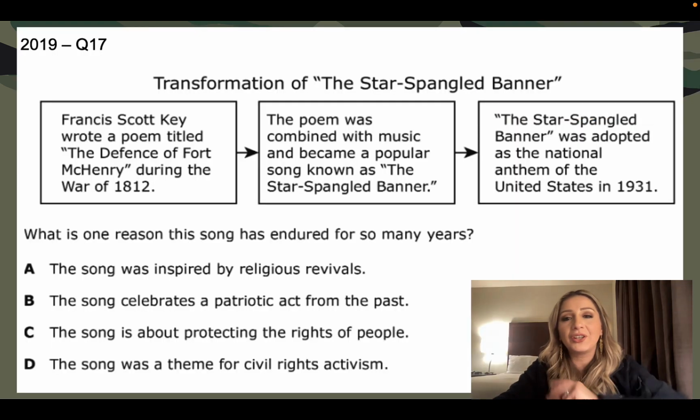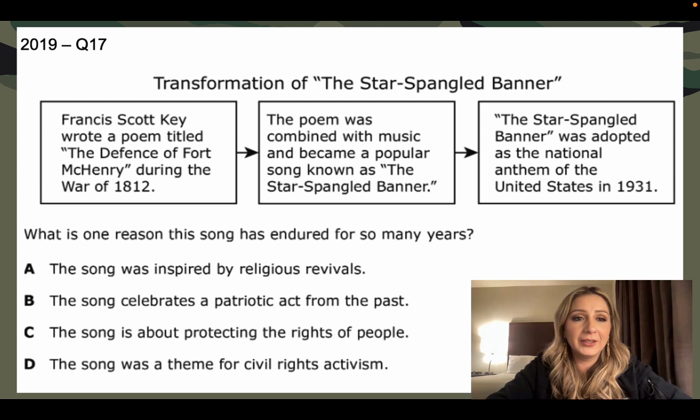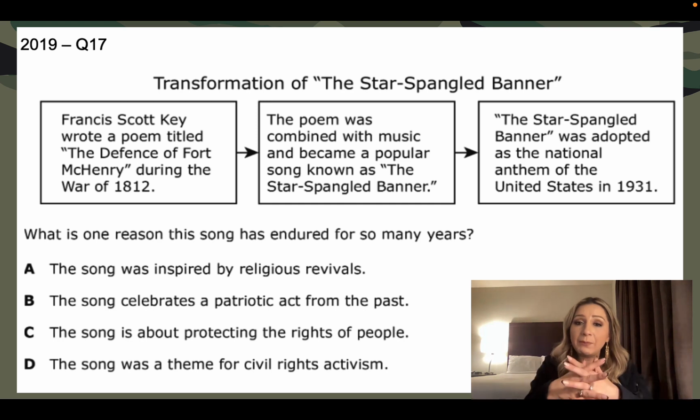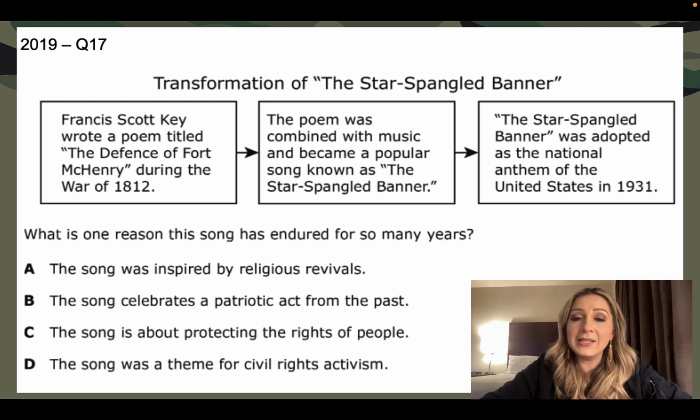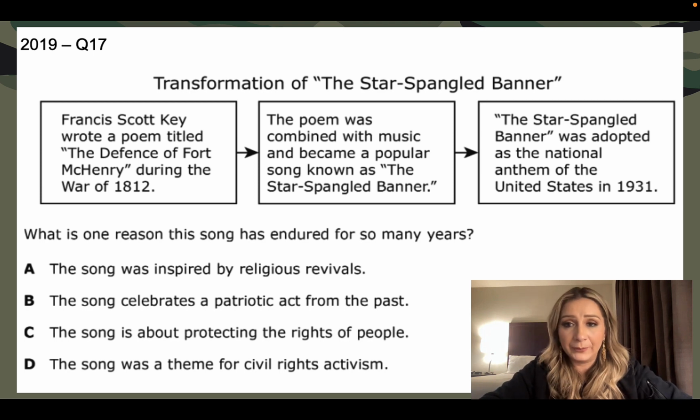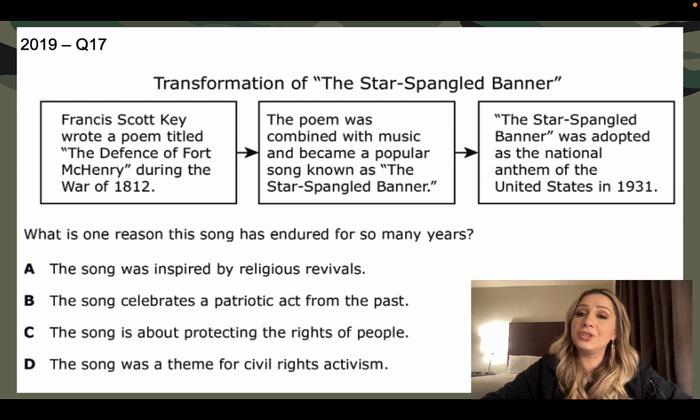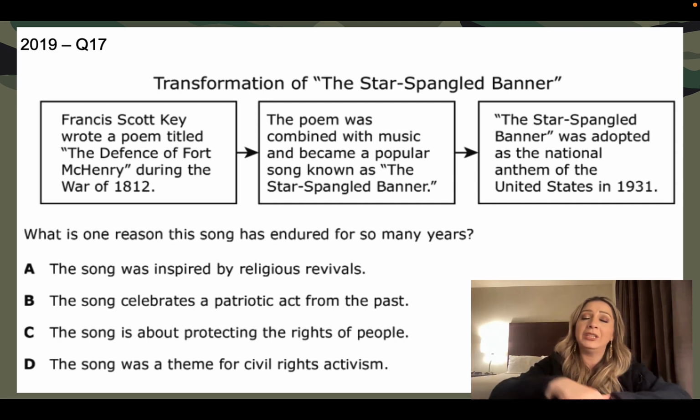So here's a star question on the Star Spangled Banner. The first box says Francis Scott Key wrote a poem titled The Defense of Fort McHenry during the War of 1812. This poem was combined, they put it together with music, and it became known as a popular song, The Star Spangled Banner. The Star Spangled Banner was adopted as the national anthem of the United States in 1931. What is one reason this song has lasted for so many years?